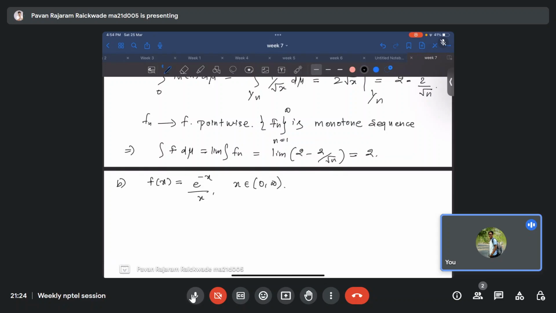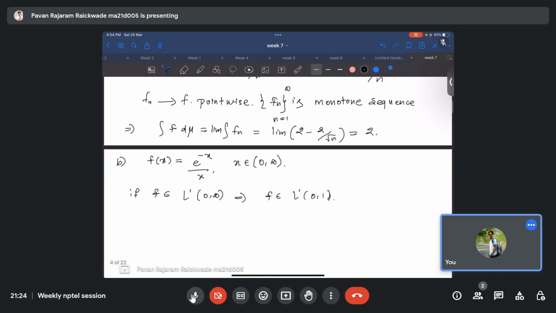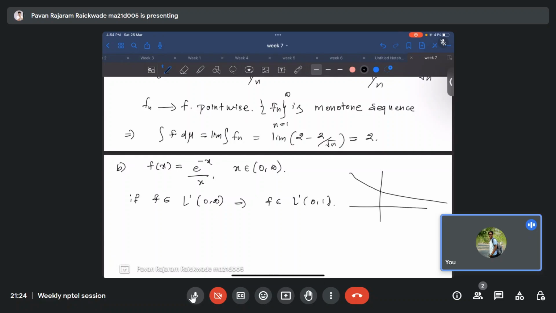Suppose f belongs to L1 of 0 to infinity, that means f belongs to L1 of 0 to 1, correct? But what happens is e power minus x is this graph. Suppose this is 1, so this value is e power minus 1. So for all x belonging to 0 to 1, what do we have? e power minus x is greater than or equal to e power minus 1, which implies e power minus x upon x is greater than or equal to e power minus 1 upon x.